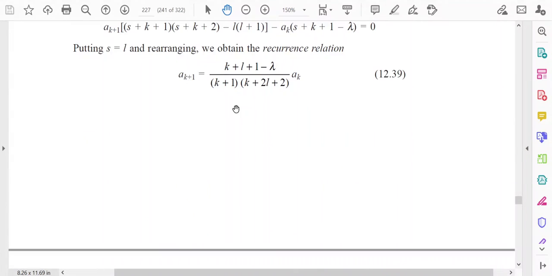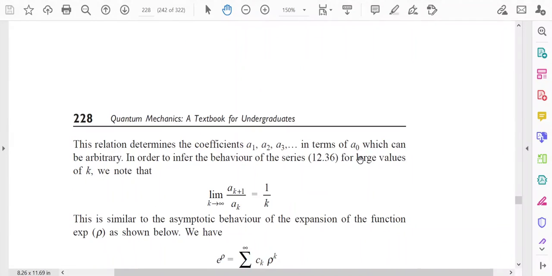You see the left hand side. So suppose for k is equal to 0, then a1 can be expressed in terms of a0. If you take k is equal to 2 here, then a3 can be expressed in terms of a2. Again a2 can be expressed in terms of a1, a1 can be expressed in terms of a0. So all the terms can be expressed in terms of a0.